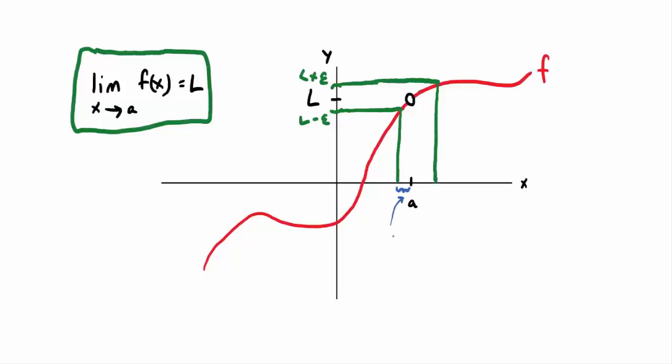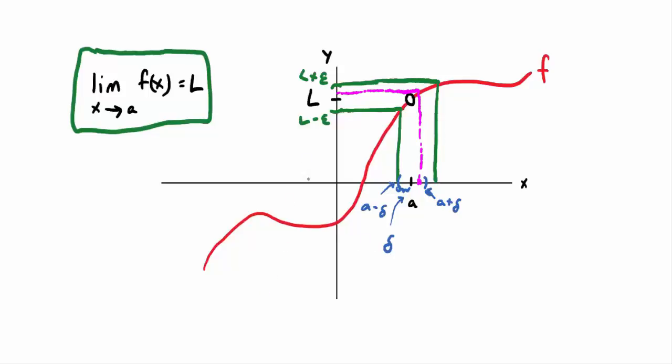And let's call that distance delta. And so the idea then is if you create a corresponding interval that has a radius of length delta, so that this distance is also delta, this endpoint is a plus delta, and this endpoint is a minus delta. Then if you pick an x value in this interval, say here, then certainly f of x will be within epsilon of L.